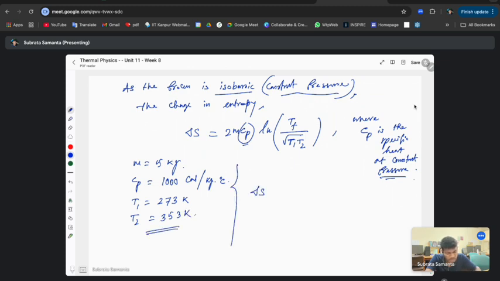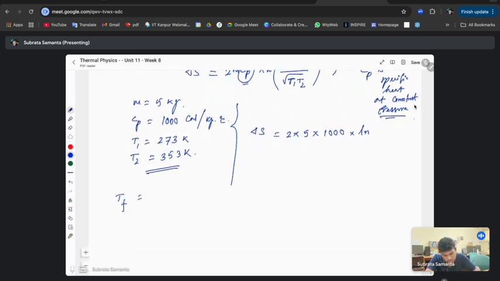So now the change in entropy delta S becomes 2 times 5 times 1000 times ln. So you have to calculate Tf first, so this is half times 273 plus 353 Kelvin, so this becomes 313 Kelvin, right? So we plug this value here, so 313 over square root of 273 times 353, right?